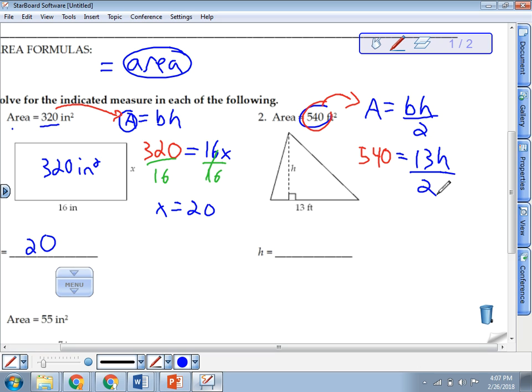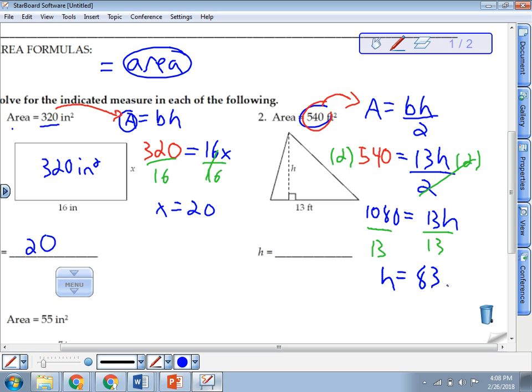Now it's an algebra problem. All right, it's a fraction. First thing I do is get rid of that 2 in the denominator. Multiply this side by 2, multiply this side by 2. When you do that, you're going to get 1080 equals 13h. Well, now it's just one step. Divide each side by 13, divide each side by 13. And when you do that, you're going to get approximately our height is going to equal 83.1. We can just round to one spot, so that's going to be 0.1. So again, height is 83.1, that's in feet.